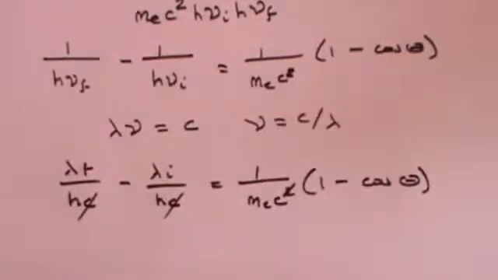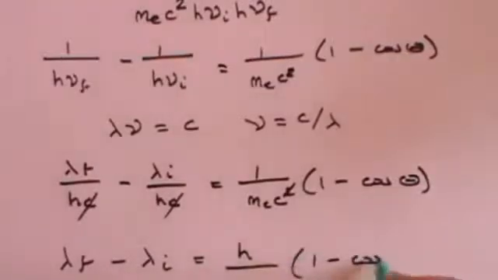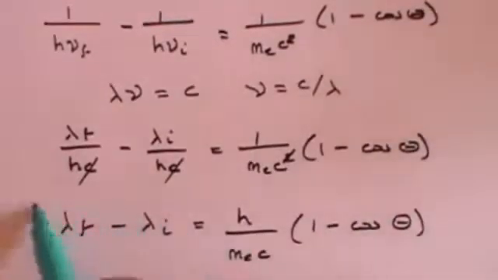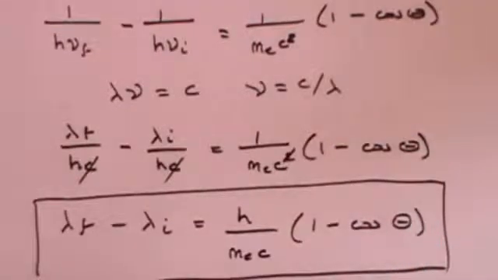And now I can multiply both sides by h, so I get that lambda final minus lambda initial is equal to h over MEC into 1 minus cosine theta. And that was the formula for Compton scattering that we were trying to find in the first place.